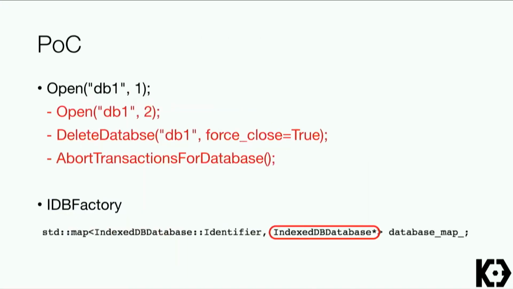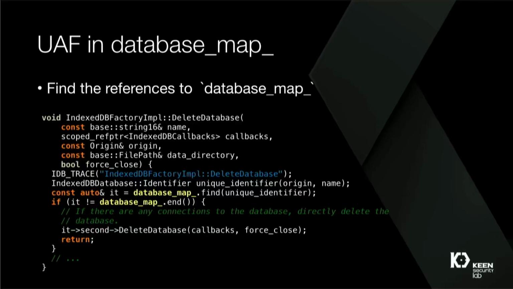And finally, we use abort transactions for database to remove all transactions. It will release the database since all references to the database are cleared. So the raw pointer in database map points to a freed memory. Now we have a raw pointer that has been released. Then we need to find out where it is being used.